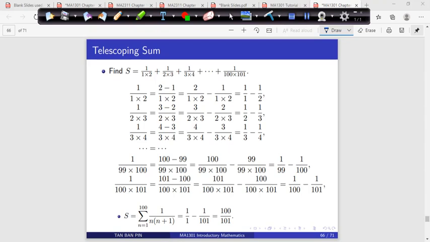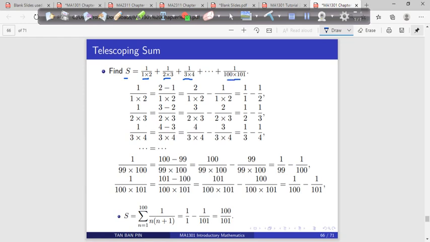In this example, you are asked to find S, which is 1 over 1 times 2, 1 over 2 times 3, 1 over 3 times 4, until 1 over 100 times 101. First, we do some rewriting.